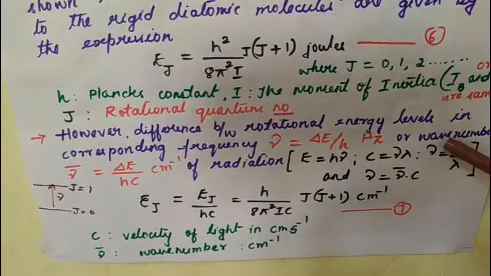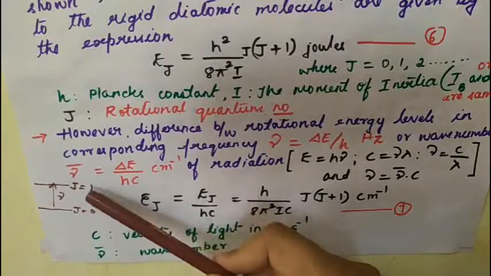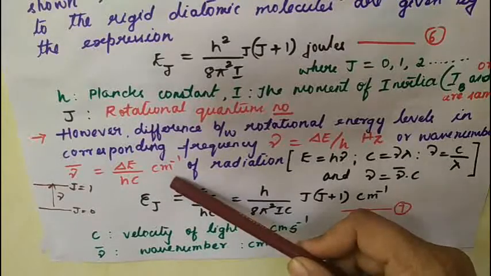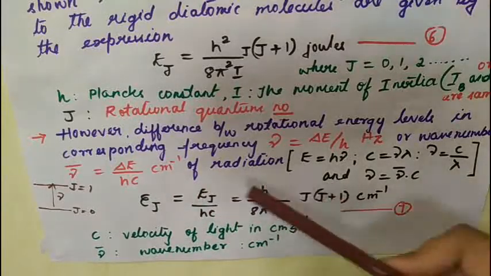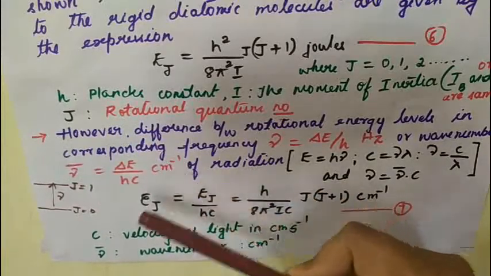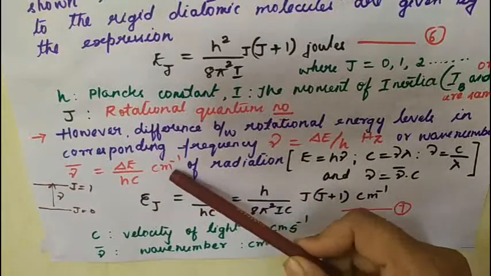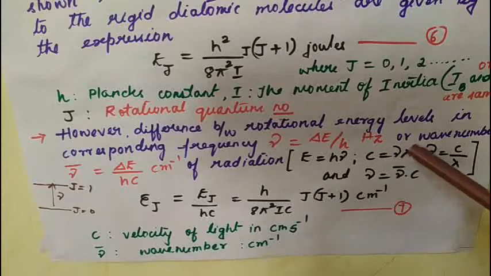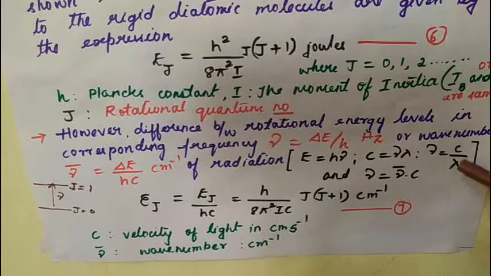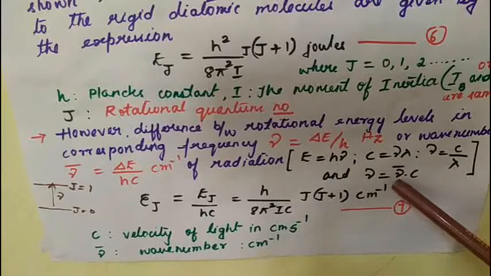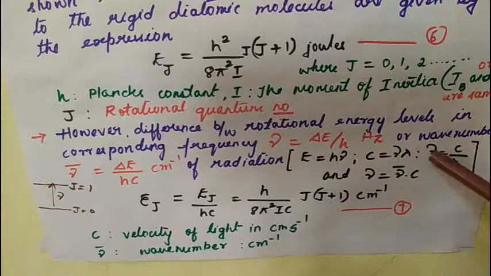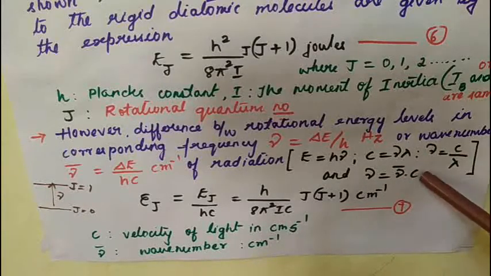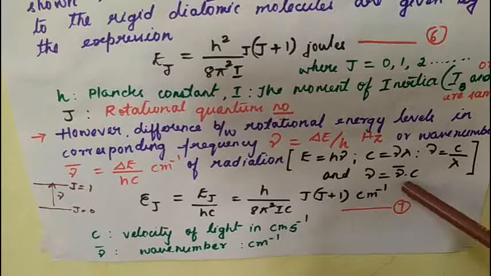Now next is the wave number. The wave number is given as nu bar is equal to delta E by hc per centimeter. Let us understand how this expression came. We know that C is equal to nu lambda. Now rearrange this expression, we have nu is equal to C by lambda, and 1 by lambda is nothing but the wave number nu bar. So we can write the expression as nu is equal to nu bar into C. In place of 1 by lambda I have written nu bar.